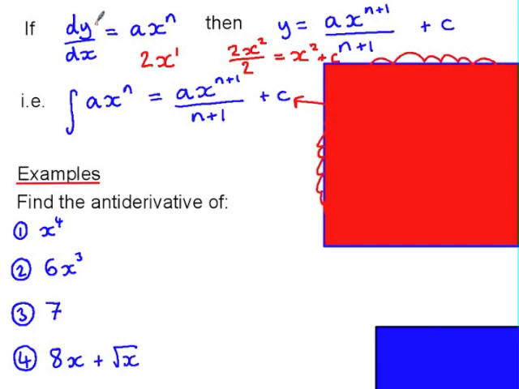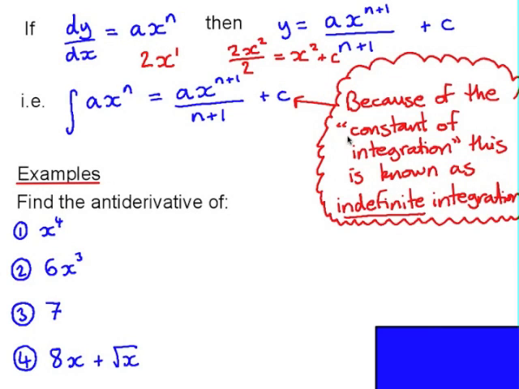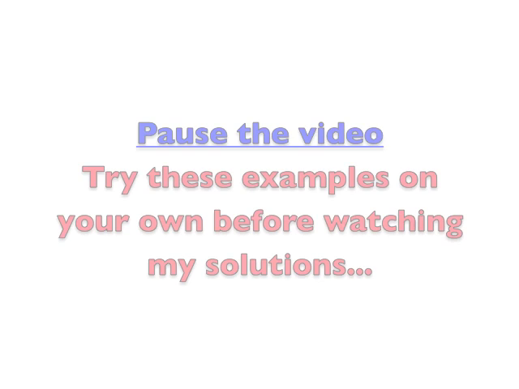So that's thinking of it in terms of an antiderivative, where we have the derivative of the function and we're writing the function. Alternatively, we could just say the integral of ax to the n is ax to the n plus 1 over n plus 1 plus c. And because of this constant of integration, as it's called, this is known as indefinite integration. Try pausing the video and working through these examples before you watch my solutions.